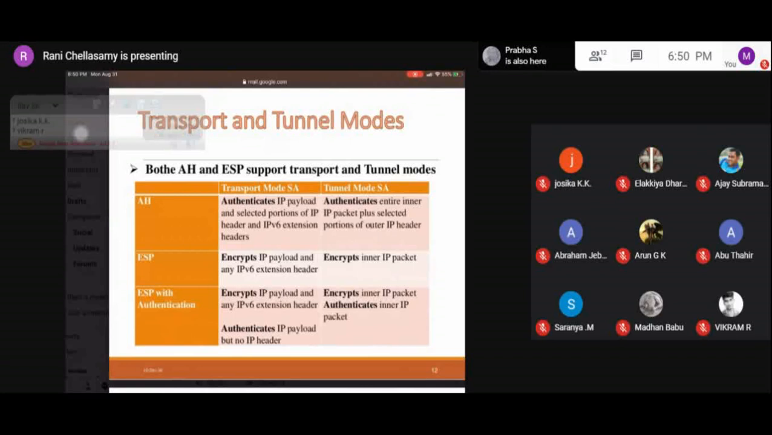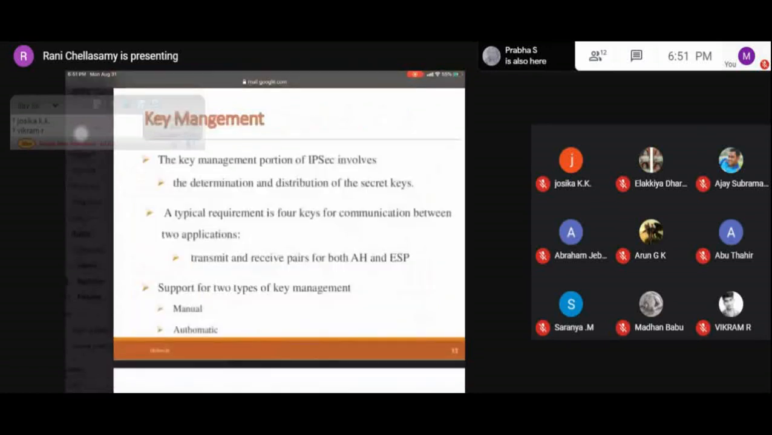So the third component is key management. That is, IP security protocol will provide secure key exchange. The key management portion involves the determination of the secret keys and the distribution of the secret keys. So for this key exchange, we have to use specific algorithms.